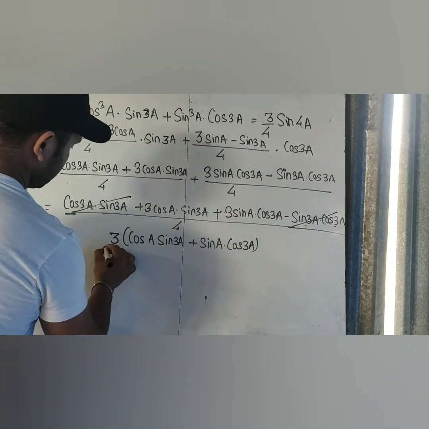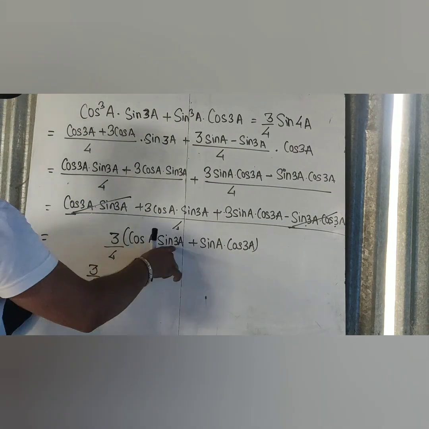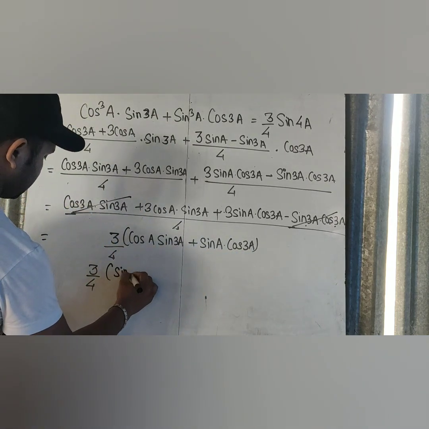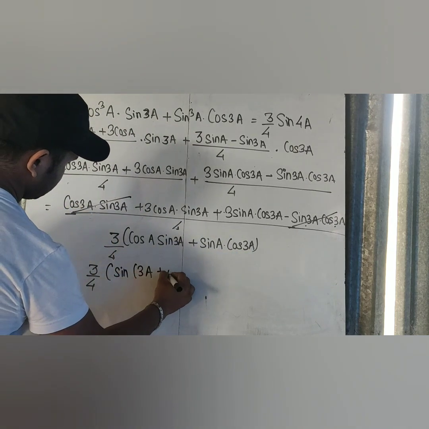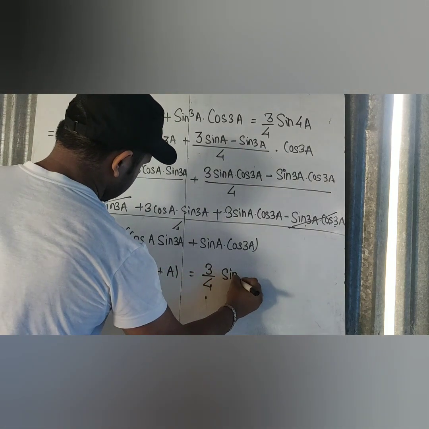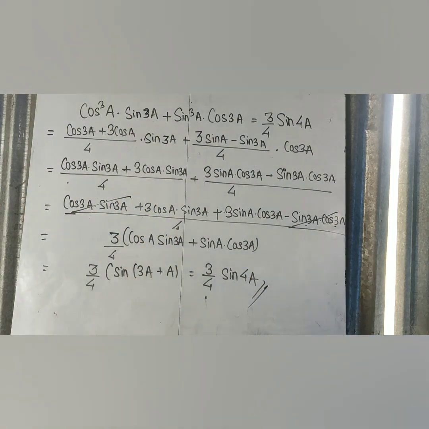Now this is the formula of sin a cos b plus cos a sin b, which is sin (a plus b). So you finally have 3 by 4 sin 4a as your answer. So this is how we prove the RHS.